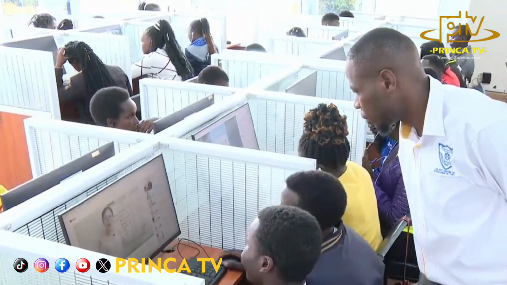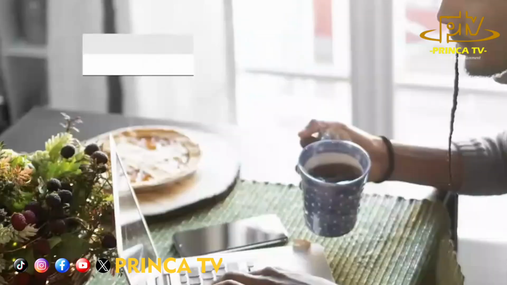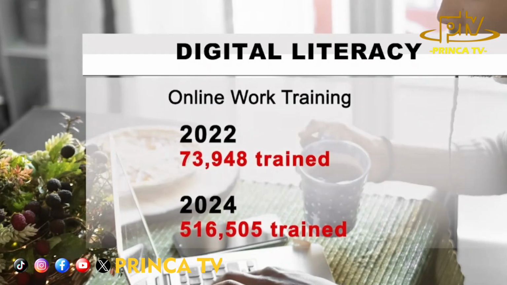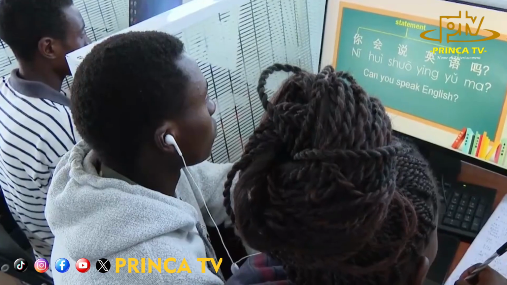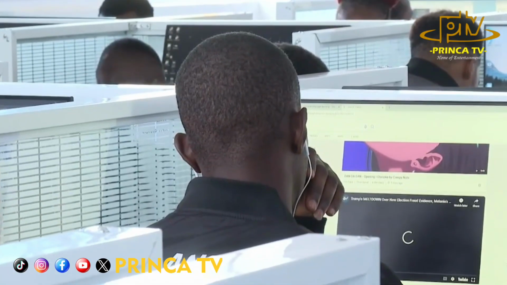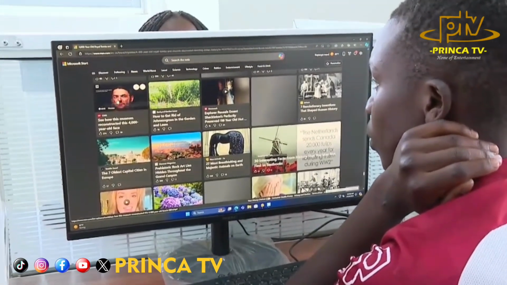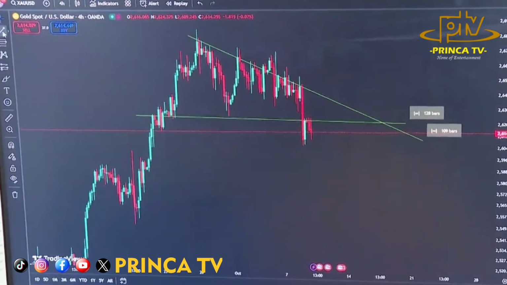The number of youths receiving training in digital literacy to prepare them for online work has increased from 73,948 in 2022 to 516,505 in 2024. I believe the government is on the right track in empowering the youth in light of digitally enabled work. The programs offered are basically training on digitally enabled work, and this cuts across several aspects of artificial intelligence. We have transcription, we have web design, we have forex market analysis. So we have students being trained in all those aspects.